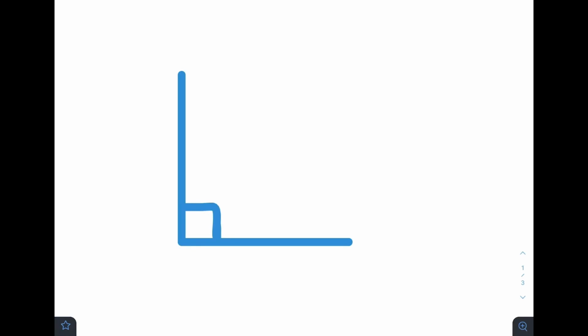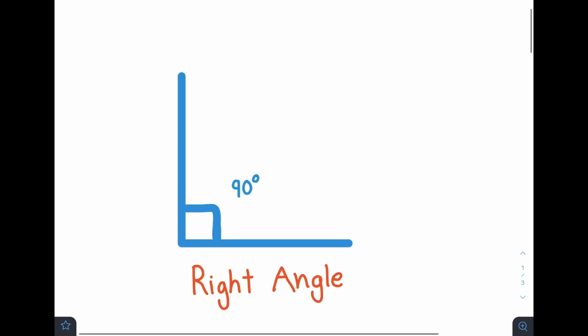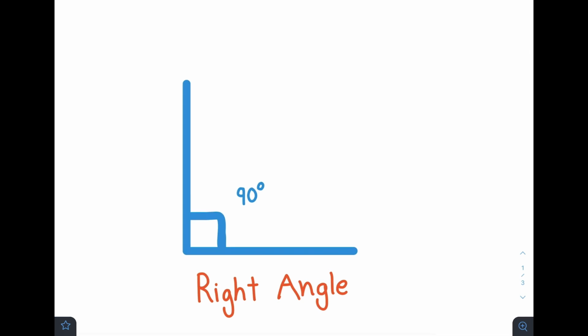So let's take a look at the angle below. This is a right angle, which means it is 90 degrees. When you think of complementary, you should think of 90 degrees, or a right angle.